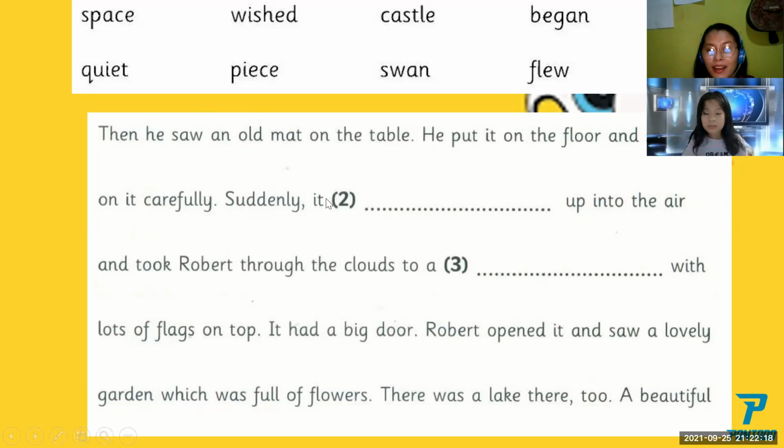What happened to the mat? You know what is a mat? There is a mat there, and he stood there in the center. So what happened? Up into the air. Okay, what do you think? The mat is this one, for example. He stood in the center and then the mat went up into the air, going to the clouds.